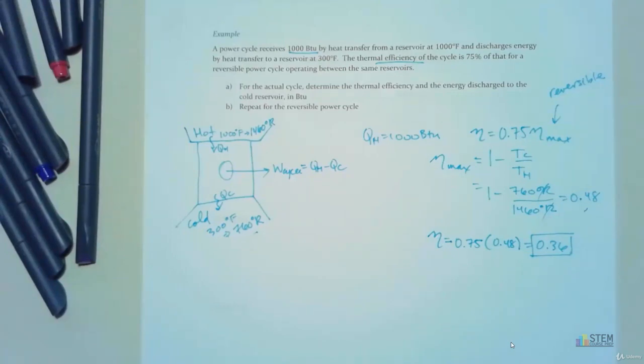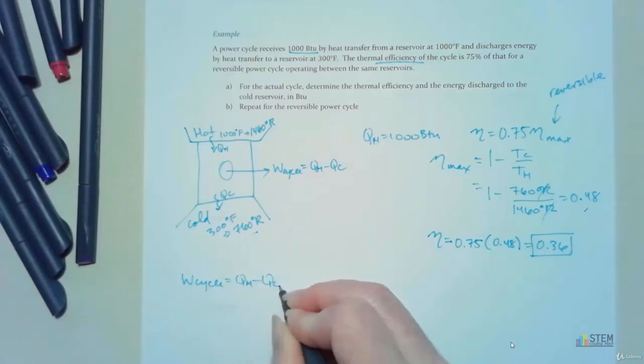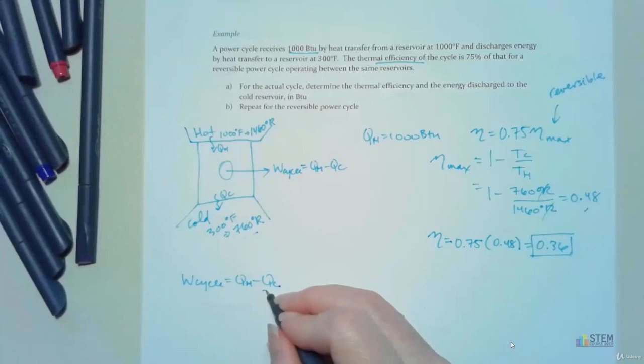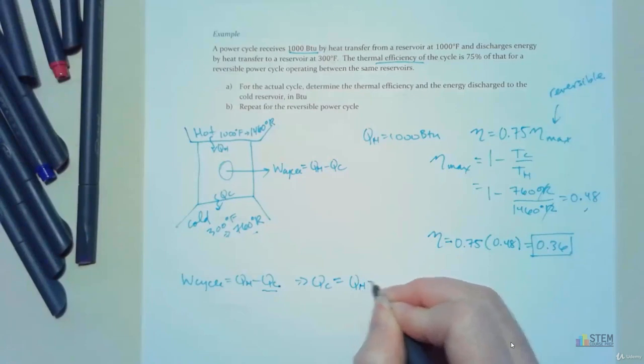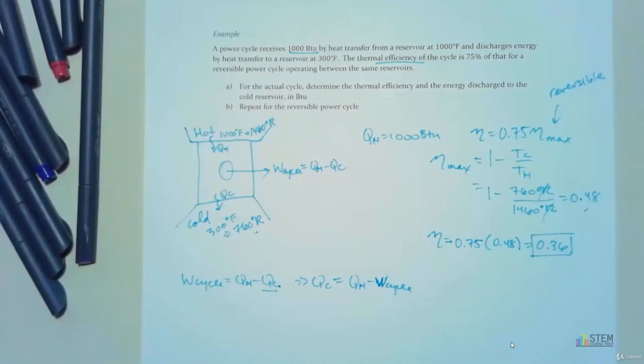Now we also need to find the energy discharged to the cold reservoir. That's going to be this QC. We need to find QC now. We know that the work of the cycle is QH minus QC. So we can solve that for QC, because that's what we're looking for. So we'll have QH minus the work of the cycle. And now let's figure out what to do with that, because we don't know what the work of the cycle is yet, do we? Nope, we don't know that.